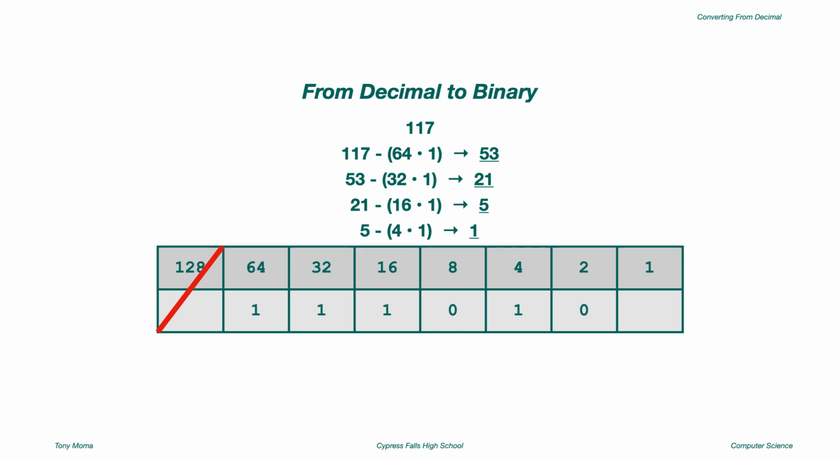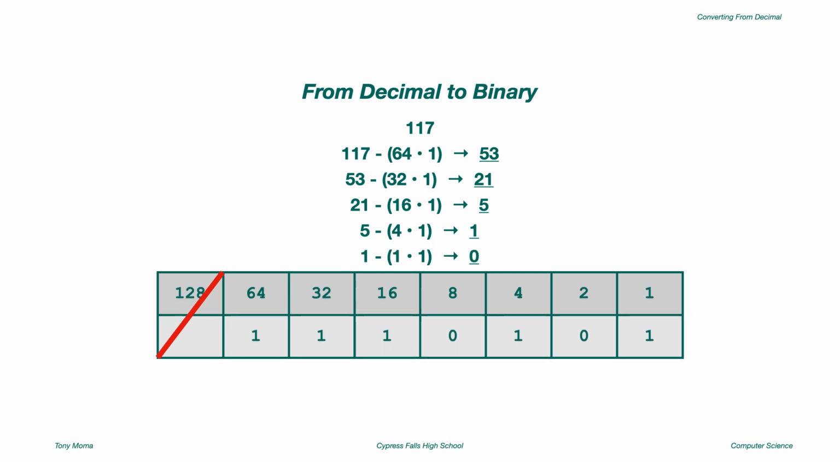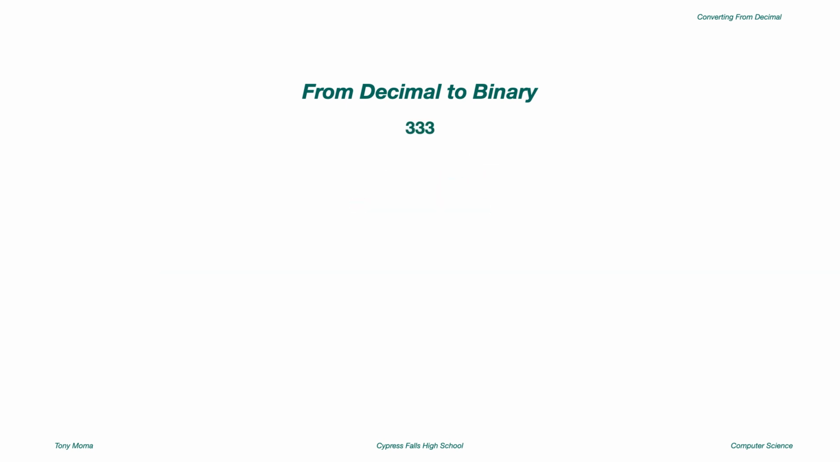How many 1s can fit inside a 1? 1 can. Multiply the top row by the bottom row. 1 times 1, subtract it from 1. Obviously, leaves us with 0. Once we reach 0, we've finished. Our final answer is all the digits of the bottom row read from left to right. Thus, 117 converted to binary is 1110101. For our last binary example, we're going to convert 333.